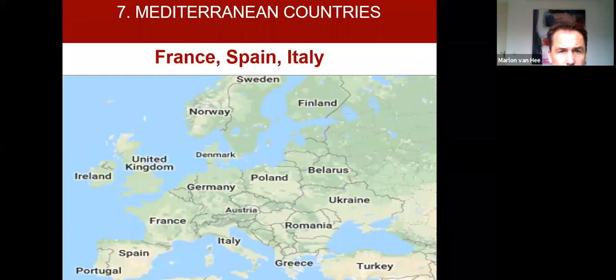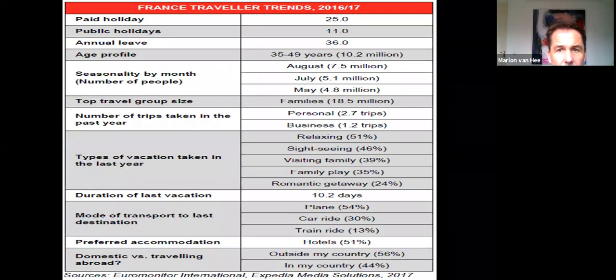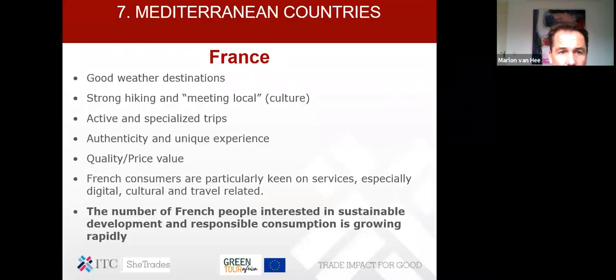Okay, the Mediterranean countries: France, Spain, Italy. Country profile. Here you can see more about the profile of the French market, when they travel, that the biggest group is families, how many trips they take annually, etc. Preferred accommodation.